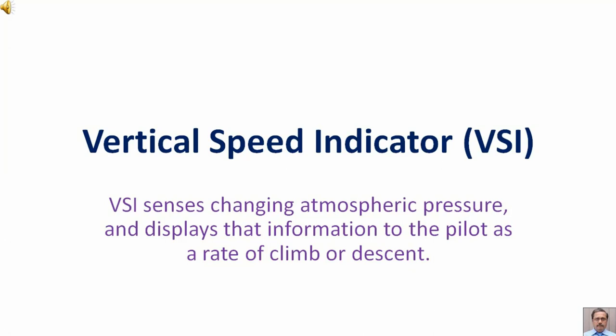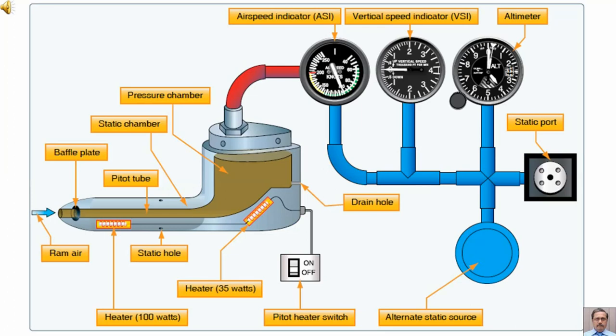Vertical Speed Indicator, VSI. VSI senses changing atmospheric pressure and displays that information to the pilot as a rate of climb or descent. Vertical speed indicator is one of the pitot static instruments, but vertical speed indicator is connected with the static port only.